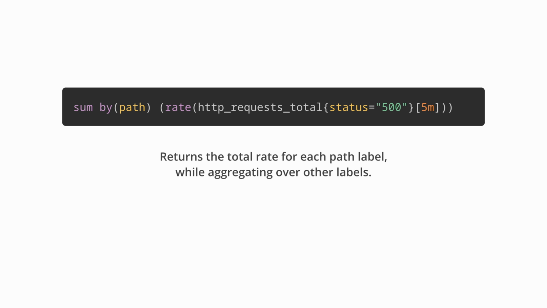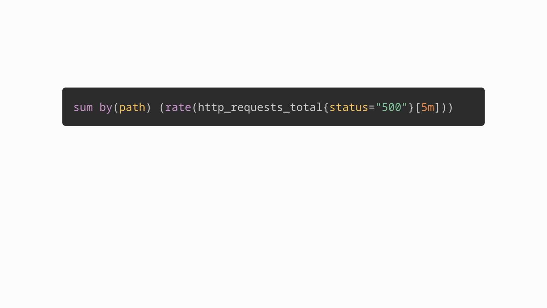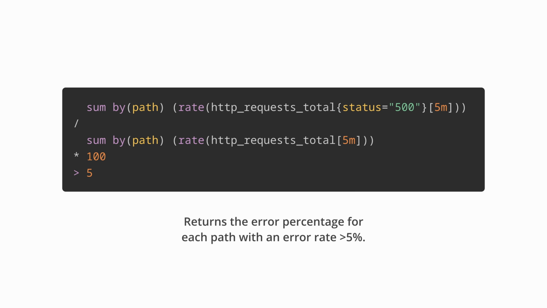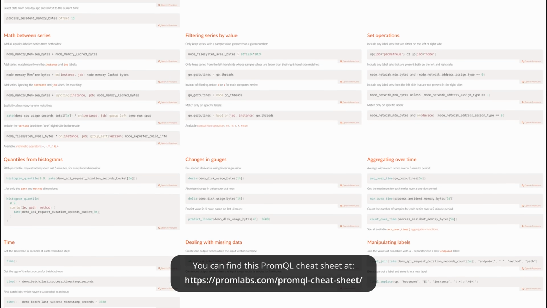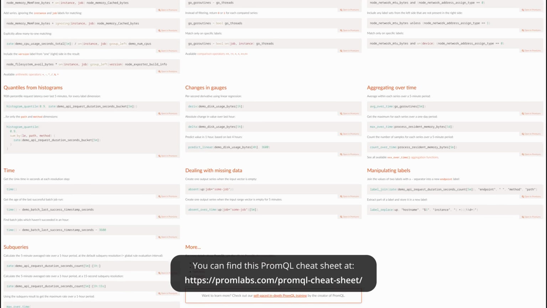Now, if you wanted to know all paths that had a 500 error rate larger than 5%, we could use a binary division operator to divide the per path error rates by the total rates for equivalent paths, multiply the resulting ratios by 100 to get to a percentage, and then use a filter operator to only return those paths with an error rate over 5%. You could use this for alerting, for example, and get an alert for each problematic path. Now you can do way more with PromQL, but these were just some introductory examples to give you an idea of what the language looks like and what it can do.